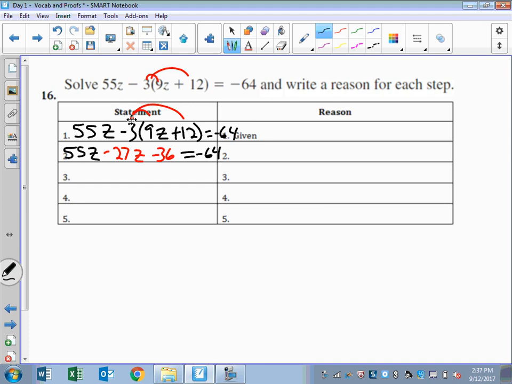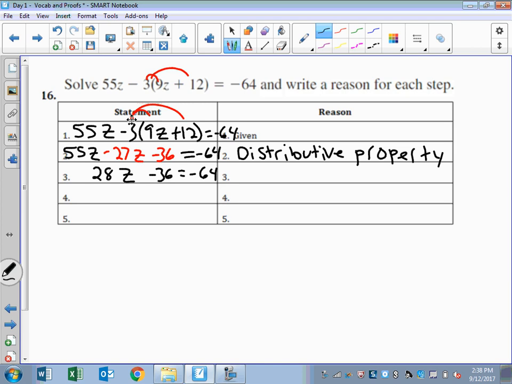We got to that statement by doing the distributive property, so that's going to be our reason for this step. Now we're going to go ahead and solve like normal. So we have 55z minus 27z. That is going to be 28z minus 36 equals negative 64.